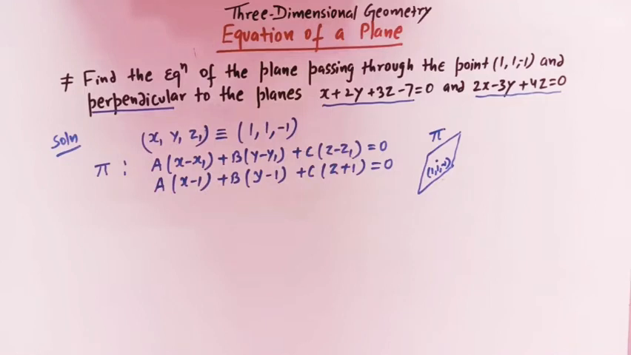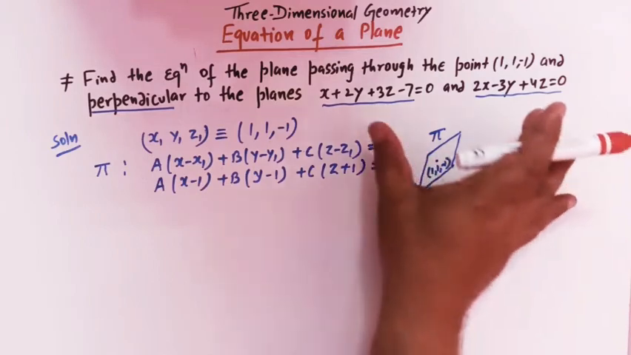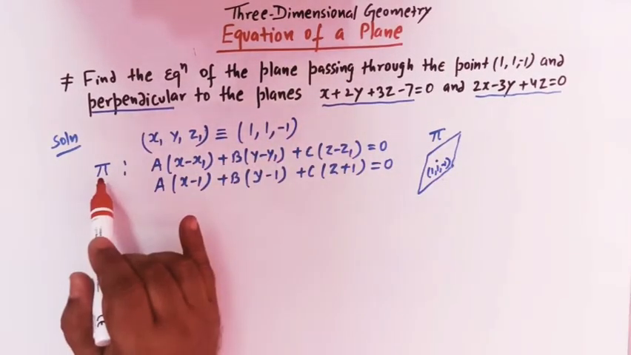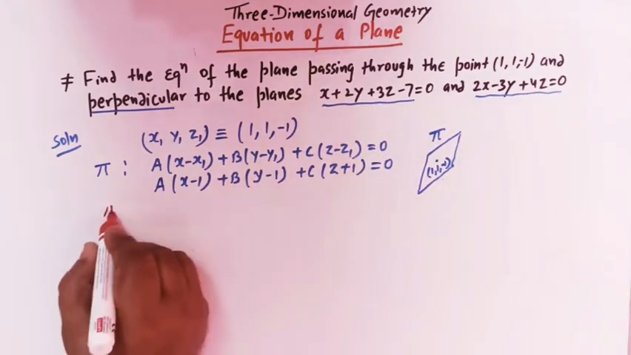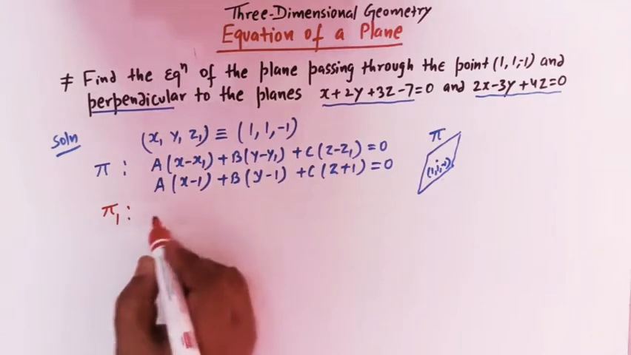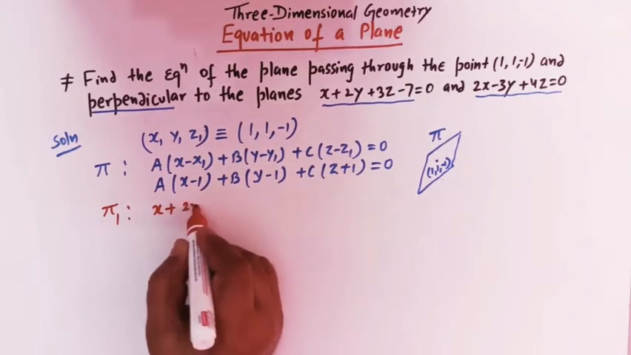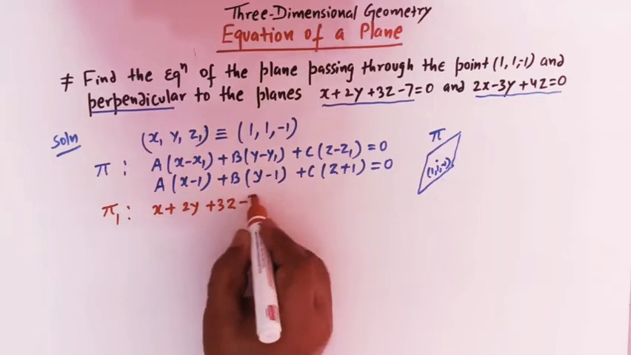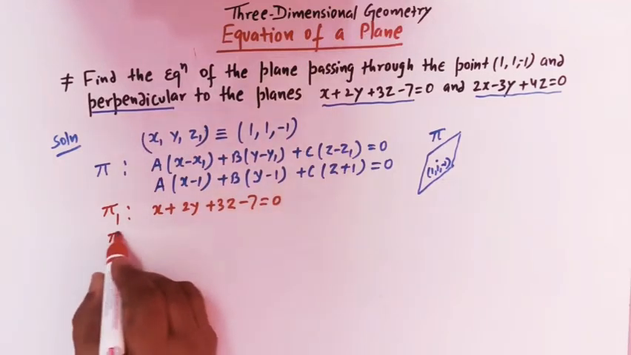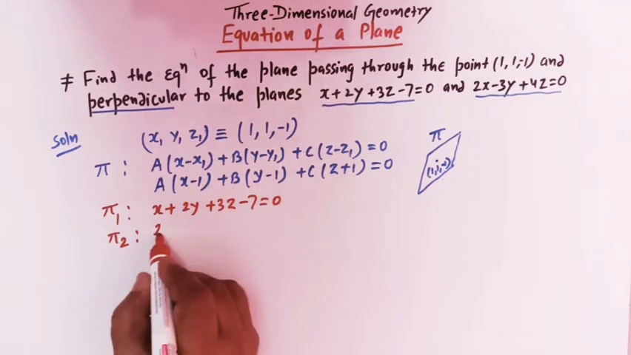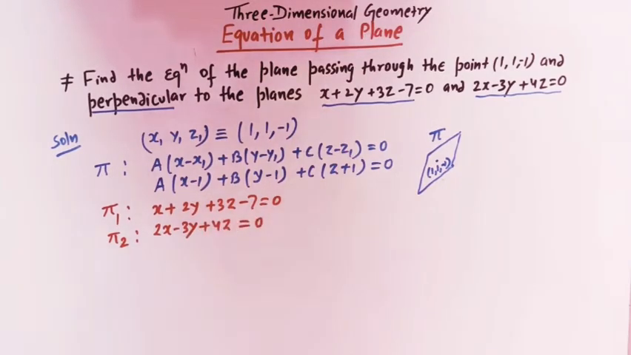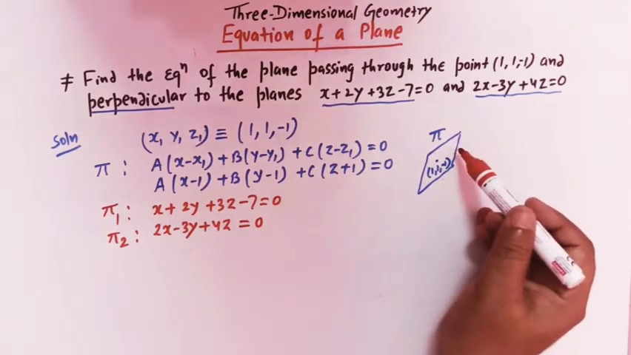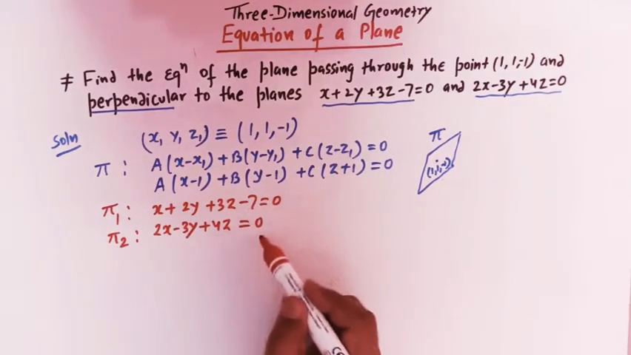Now here we are given two planes, and this plane pi is perpendicular to this plane and this plane. So let us call this plane pi 1, which is x + 2y + 3z - 7 = 0, and pi 2 is the plane 2x - 3y + 4z = 0. Now this plane is perpendicular to these two planes.